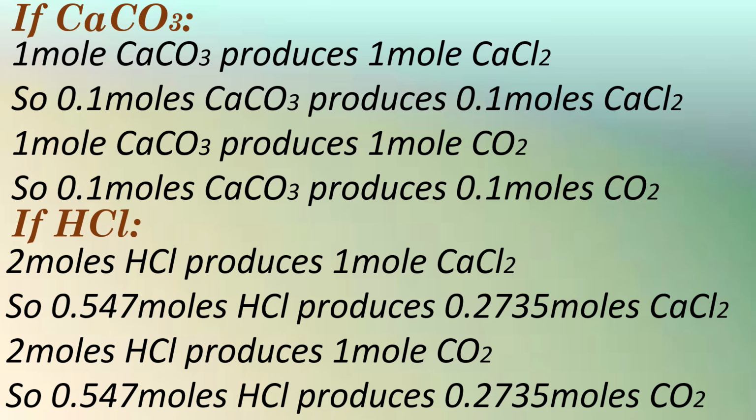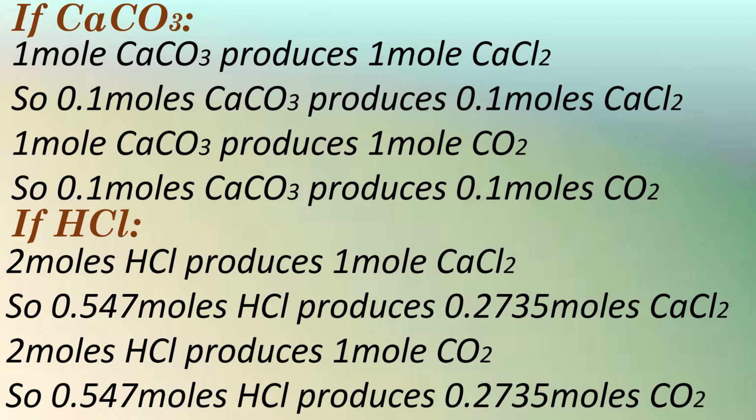In the same way, if HCl is the limiting reagent, in the equation discussed earlier, 2 moles HCl produces 1 mole calcium chloride. So 0.547 moles HCl produces: we multiply 1 by 0.547 divided by 2, and we get 0.2735 moles calcium chloride. 2 moles hydrochloric acid produces 1 mole carbon dioxide. So 0.547 moles HCl produces: we multiply 1 by 0.547 and divide by 2. We get 0.2735 moles carbon dioxide.